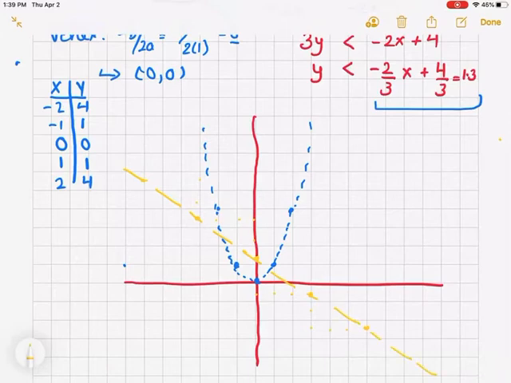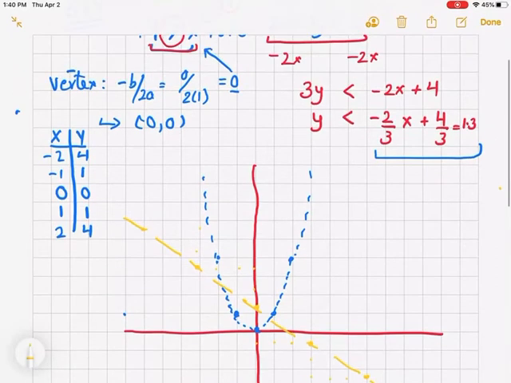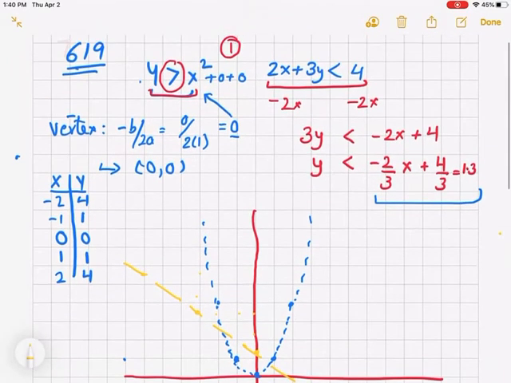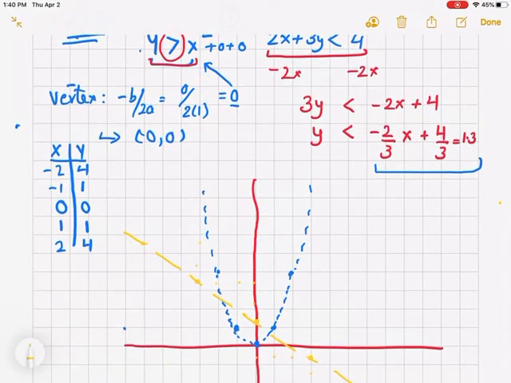How do we shade? It's the same idea we did before, but now you need to look at the overlapping solution, the overlapping area. Let's just pick the first one. I'm going to put 0, 0 into that equation. Oh, see? 0, 0 is actually on the graph. If that point falls on the graph, then you need to pick a different point, any other point that is not on the line.